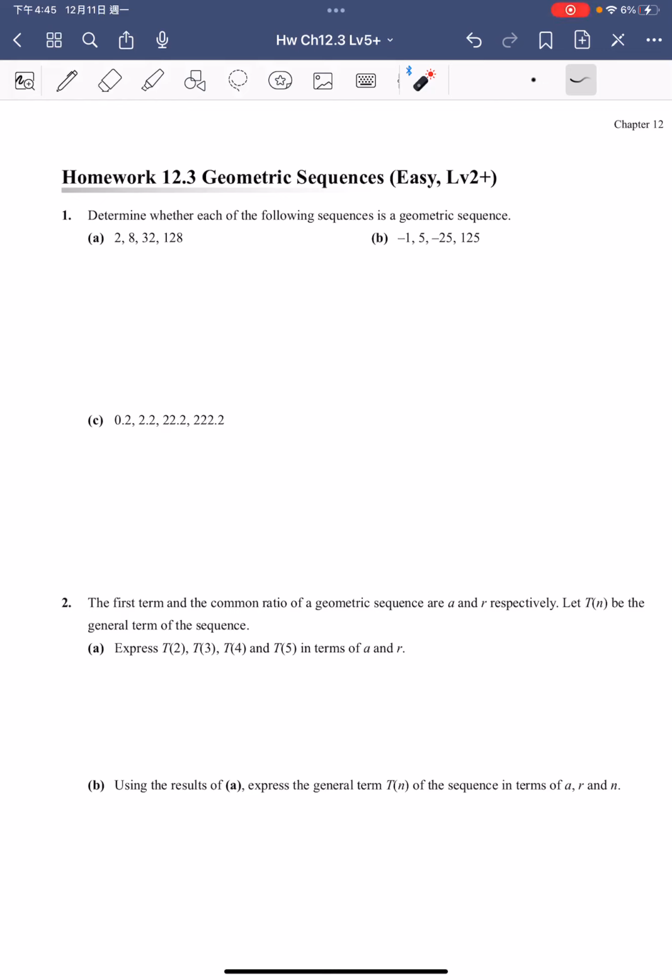In this video, we're going to talk about the homework worksheet 12.3 geometric sequence, the easy part. For the first question, we have to determine whether each of the following sequences is a geometric sequence. First of all, you need to remember that if we have a geometric sequence, it means that they have a common ratio. So we have a, ar, ar squared, all the way to the nth term, which is going to be ar to the power of n minus 1.